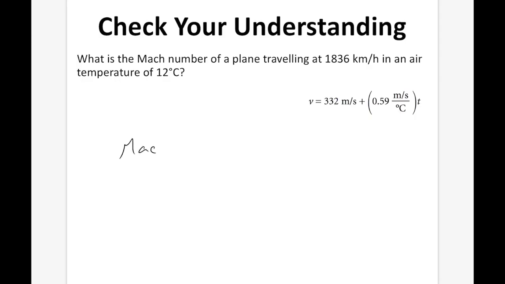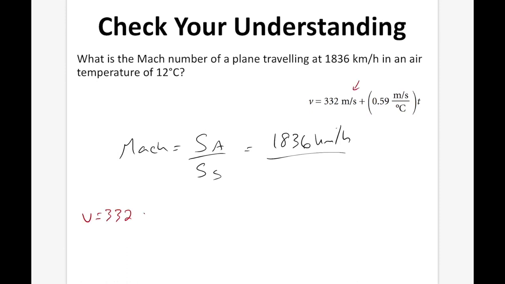So once again, our Mach number is going to be the speed of the aircraft divided by the speed of sound. The speed of the aircraft is 1,836 kilometers per hour, but we don't know the speed of sound in this example, so we've got to figure it out. We're told the temperature, and we can use this formula right here to figure out the speed of sound. So V is going to equal 332 plus 0.59 times 12. That equals 339.08 meters per second.